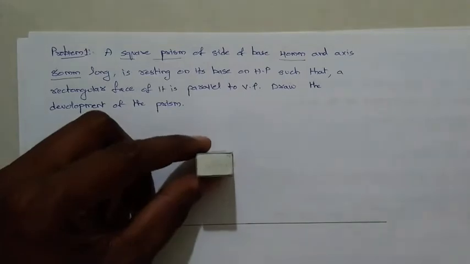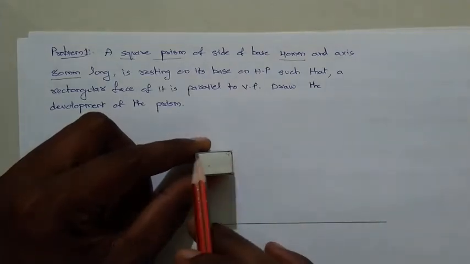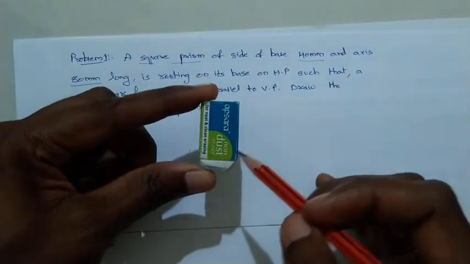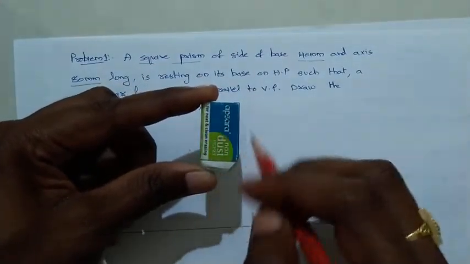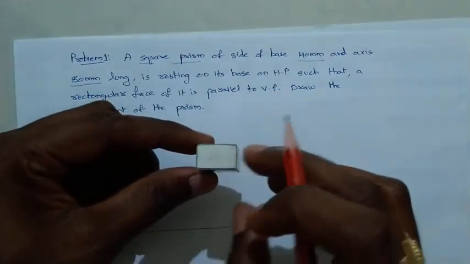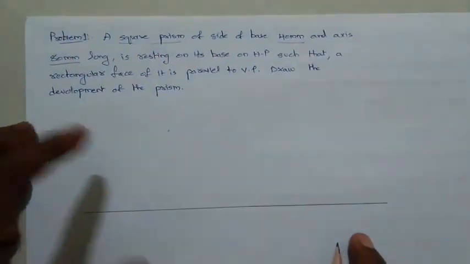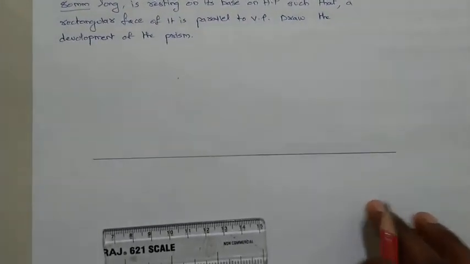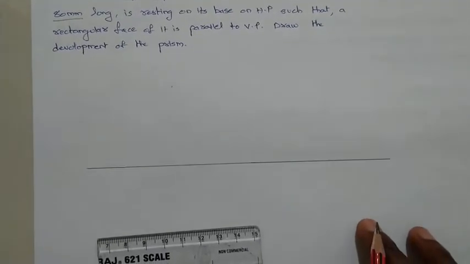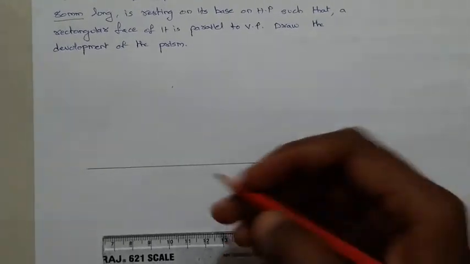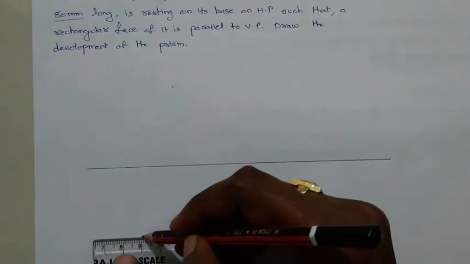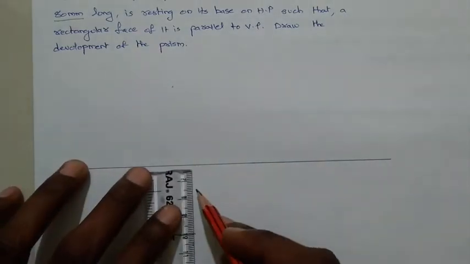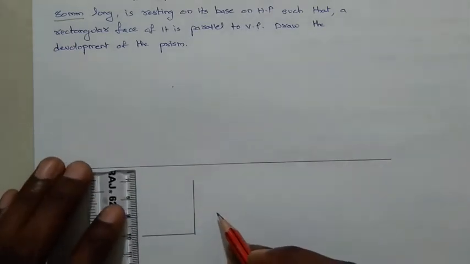If it is resting on HP, in the top you can see the square shape, right? And in the front view you can see the rectangular box. So the front view will be a rectangular box and the top view will be a square. Now I'm going to draw the front view and top view of this square prism. First I'm going to draw the top view, because in the top view only you can see the square shape. So this is the square prism.